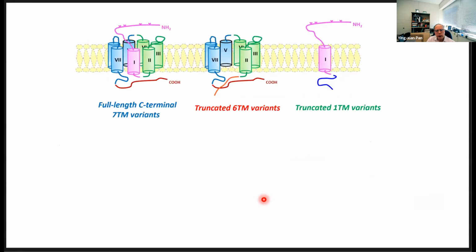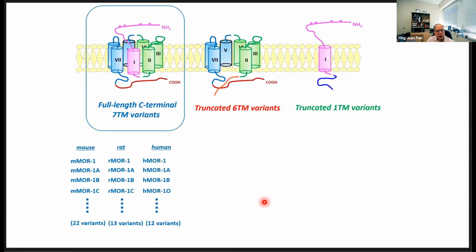Here I just show the schematic structure of the three types of variants. This is the full-length C-terminal 7TM variant. They have identical N-termini, seven transmembrane domains, identical extracellular and intracellular loops, and part of the intracellular C-terminus, but they only differ in the very tip of the C-terminal sequence due to alternative splicing of the downstream exons. This splicing is very conserved from mouse and rat to human.